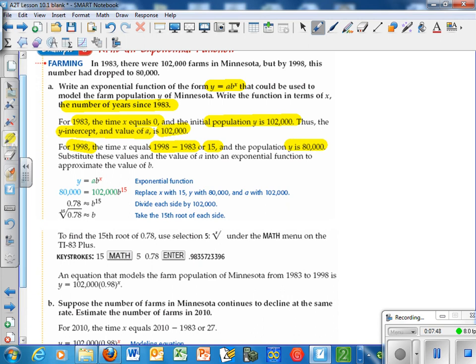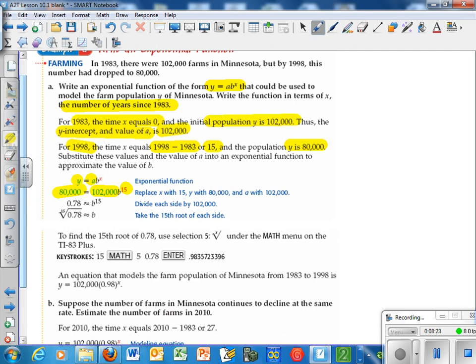So you substitute these values and the value of a into the general form of an exponential function, and approximate the value of b. So let's take a look at what they did here. In for y, they put the ending amount. In for a, that value right there, that's the starting amount, or in 1983 what the population was, which is 102,000. Okay, and we're going to solve for b, and then x is the number of years, because they said in terms of x the number of years, so that's why the b is to the 15th power here. So we're going to solve this for b.